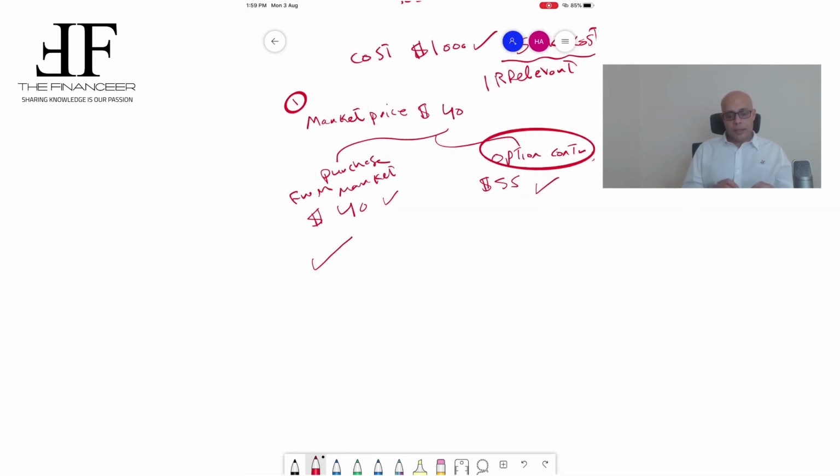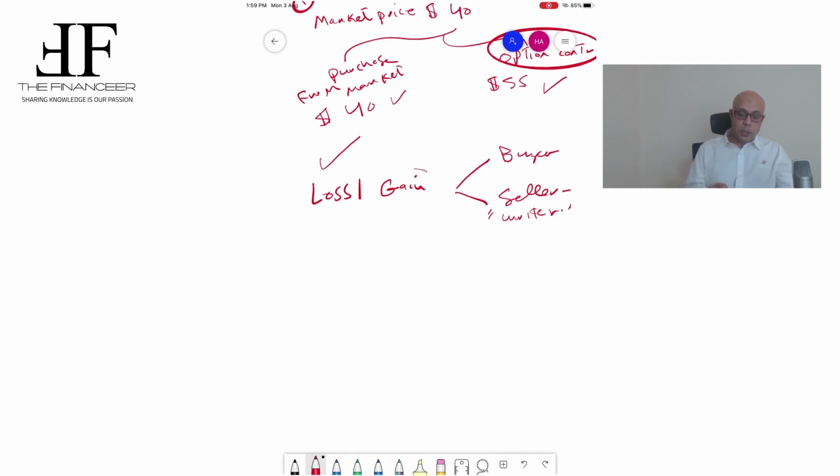Now, what is the loss or gain for each party, for the buyer and for the seller, which we called before the writer? Now, we need to calculate the cost and gain, the loss and gain. And this loss and gain, we are going to call the payoff schedule. So we are going to prepare this payoff schedule. Let's start with the buyer.